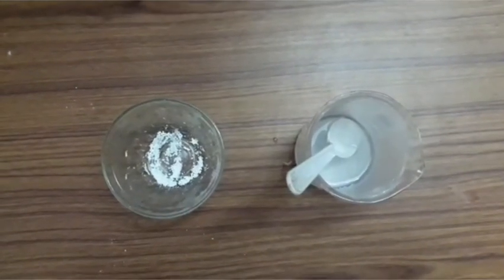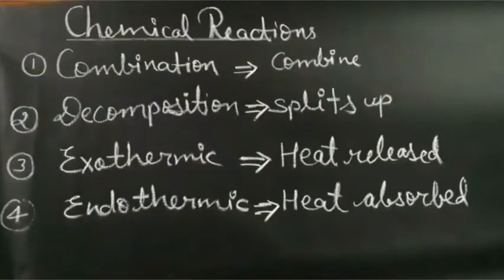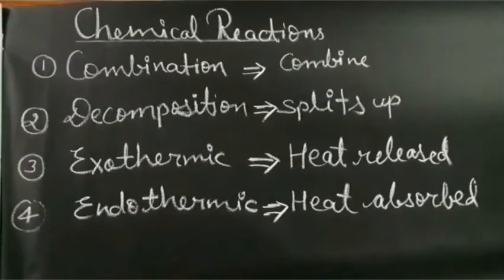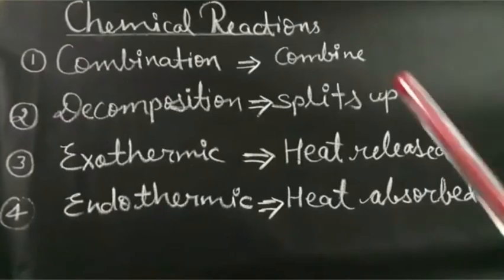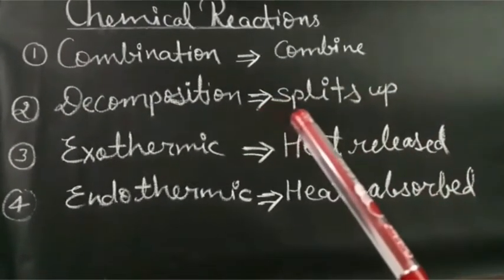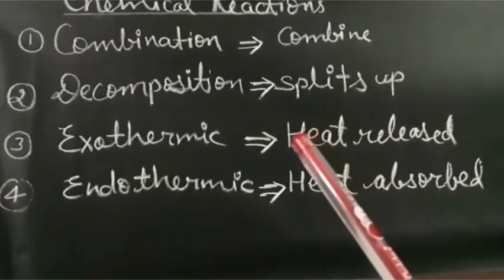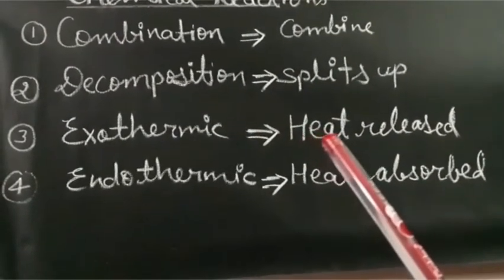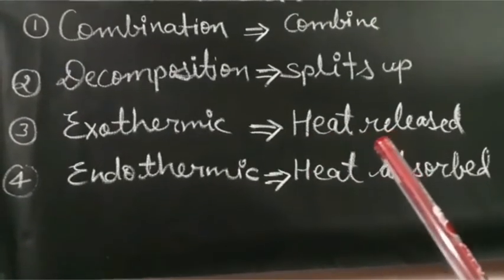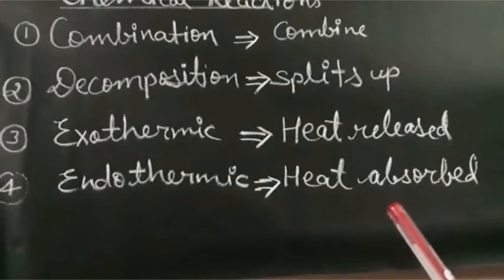Now I am going to explain to you the different types of chemical reactions. First, combination reaction, in which reactants combine. Second, decomposition, in which a reactant splits. Third, exothermic, in which heat is liberated or released. Fourth, endothermic reaction, in which heat is absorbed.